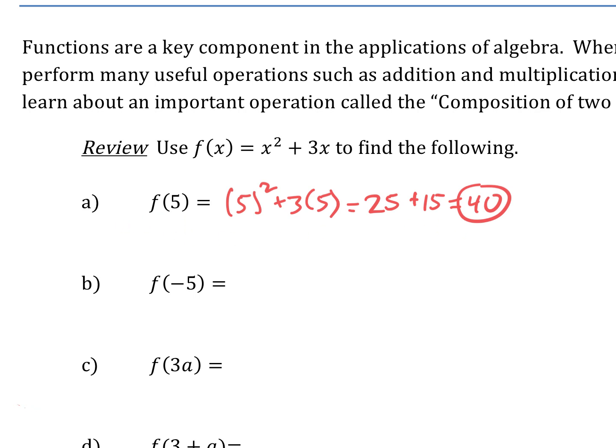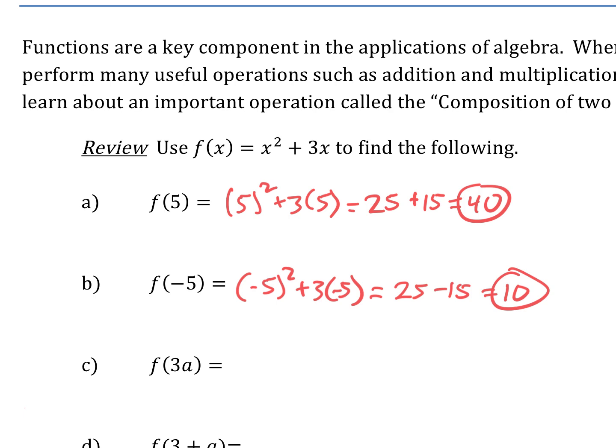All right. Now, what about f of negative 5? Well, negative 5 squared plus 3 times negative 5. So negative 5 squared acts the same, 25. But we end up with negative 15 this time, so we get two different answers. We get 10 in this case, right?